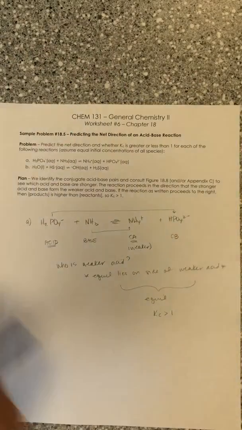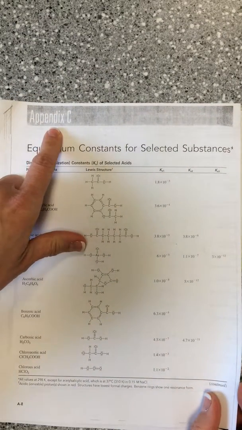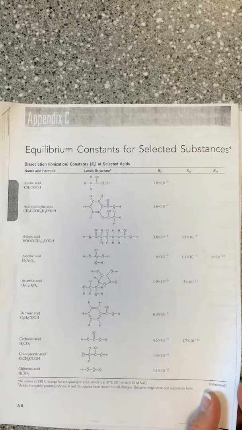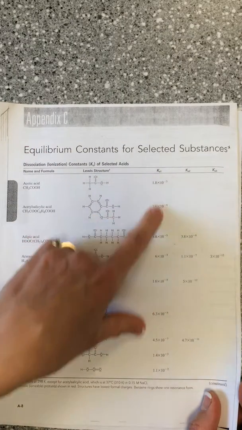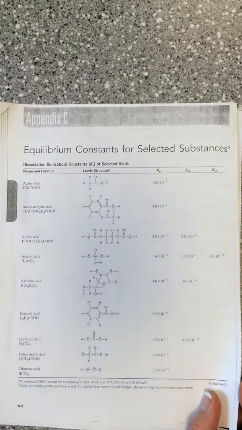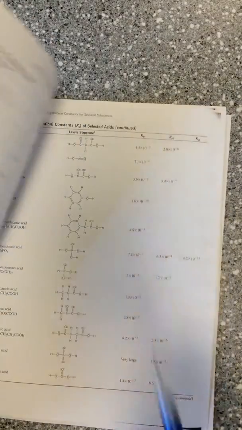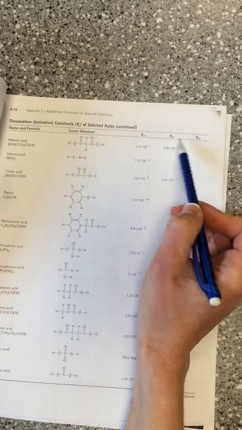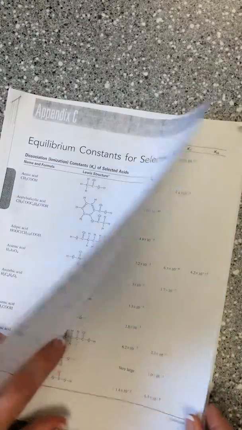But one of the things that you want to be familiar with, and what you will get for the exam and the quiz, is a copy of Appendix C. So this is Appendix C from the back of your textbook. And it lists a whole bunch of different acid species, and it lists their equilibrium constants, their Ka values. Okay, so we have a whole bunch of them that are listed here. We'll get to in a little bit why there's Ka1, Ka2, and Ka3 for some species and not for others.